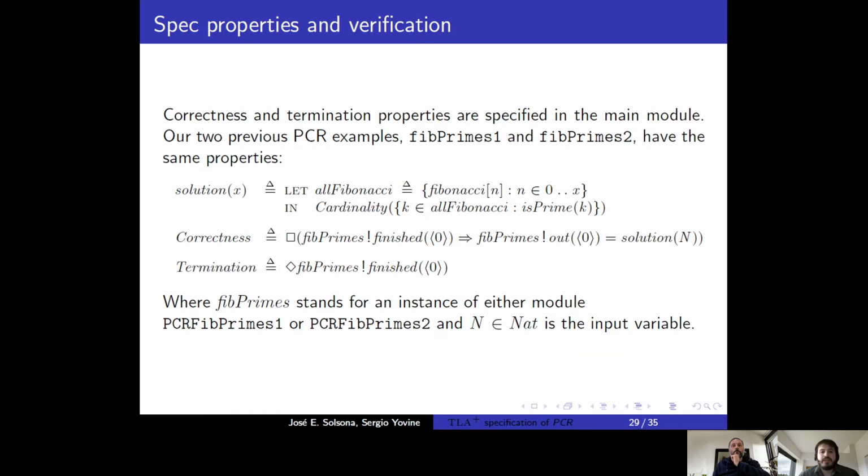Our two previous PCR examples, Fib'1 and Fib'2, have the same properties. Solution is the expected behavior for this PCR. It computes all the Fibonacci prime numbers in the interval from 0 to some number x. So correctness is stated as: forever, if FibPrimes has finished, then FibPrimes.out, that is the output of FibPrimes, equals the solution on the variable n. N is the input variable of the specification. Termination is stated as: eventually FibPrimes has finished. We assume the root PCR starts at context 0.